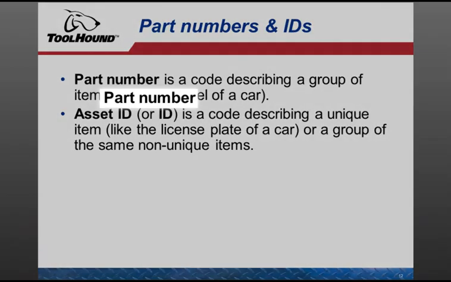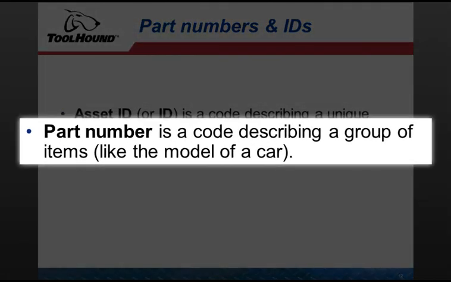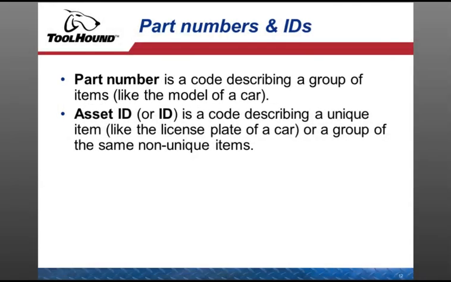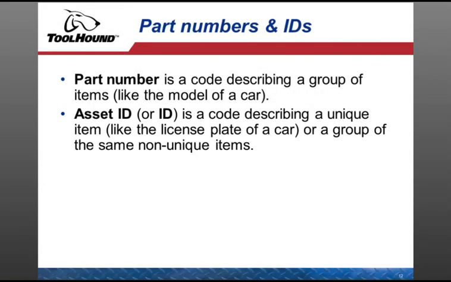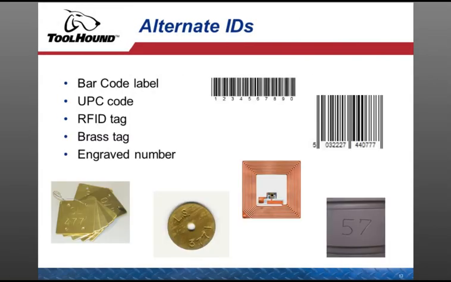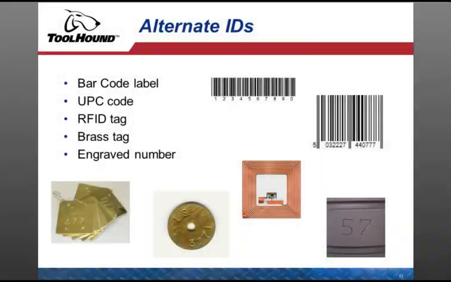Each item of inventory is identified by a part number and a primary ID and has a visibility. Each part number identifies a group of items with common characteristics. Frequently, the model number or vendor part number is used as a part number, but any existing numbering system can be continued. A primary asset ID, or ID, identifies unique items or a group of the same non-unique items. ToolHound can track alternate IDs when there is more than one method of identifying inventory, but most of the time you'll use only the primary asset ID. Examples of alternate IDs are UPC codes, passive or active RFID tags, brass tags, or engraved numbers.